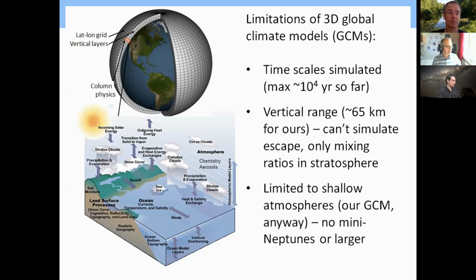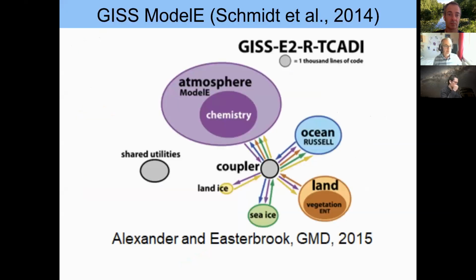But you can see here there are some limitations. If we say time scale simulated so far, we say roughly 10 to the 4th years. Those would be Earth years. You can see the vertical range of our model. Its model top is around 65 kilometers. We can't really simulate escape, and we only get mixing ratios up into the stratosphere, and we are limited to the shallow atmosphere approximation, which means we cannot do mini Neptune or larger type worlds. This is a terrestrial GCM.